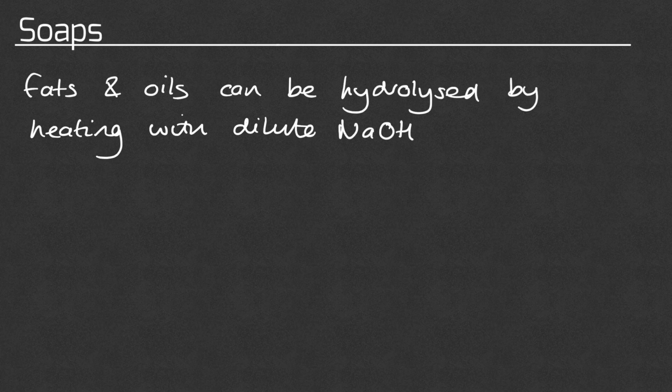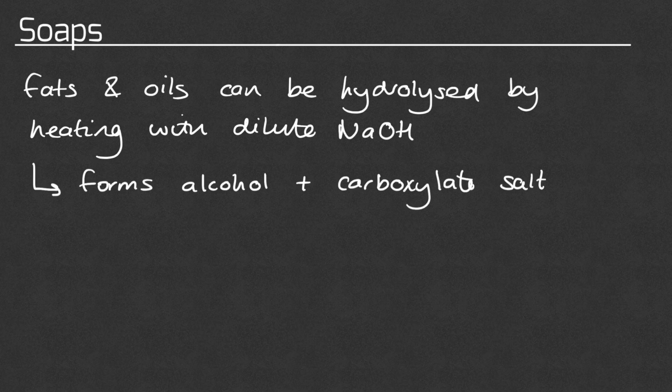So our fats and oils are just triesters. Given that they are just esters, we can hydrolyse them just like we would any other ester. So fats and oils can be hydrolysed by heating with dilute sodium hydroxide. This will form an alcohol and a carboxylate salt, like we just looked at earlier in this video. And it's these carboxylate salts from the hydrolysis of these fats and oils which were historically used as soaps, which is where the name comes from.